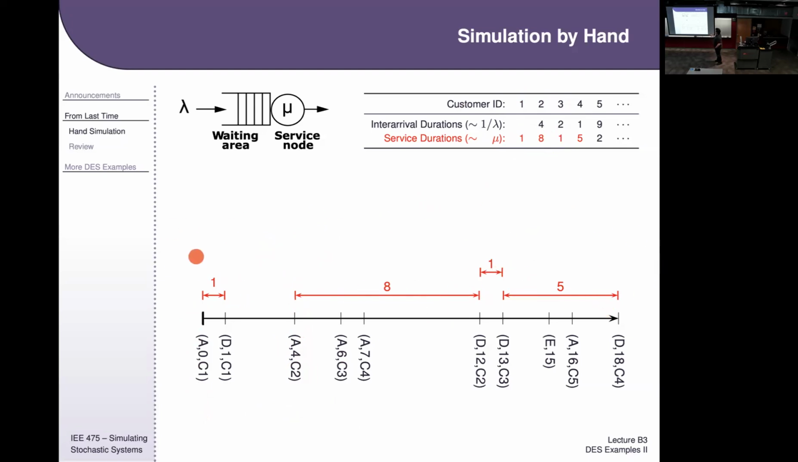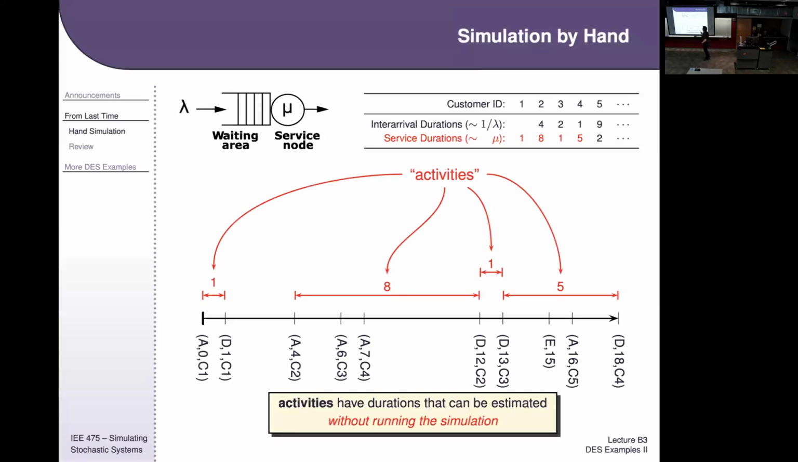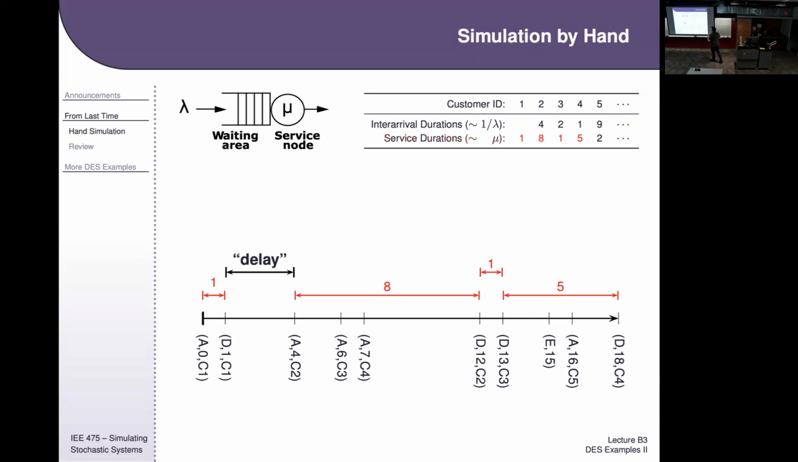So all of these red durations, those are also activities. We know their values ahead of time without running the sim. But we don't necessarily know when they'll start. And that's the trick. That's the thing that we need the sim for, is to figure out when those activities will line up. And when multiple processes that generate activities don't line up, that's where we get the true outputs of the simulation, which we call delays.